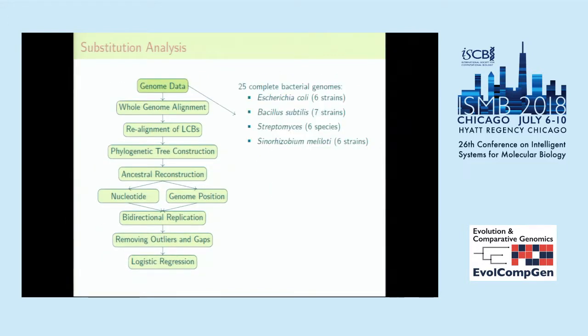For the substitution analysis, I downloaded 25 complete bacterial genomes from E. coli, Bacillus subtilis, Streptomyces, and Rhizobium meliloti. These bacteria represent a variety of different living environments as well as genomic structures. So E. coli and Bacillus are both circular genomes in nature, Streptomyces is linear, and Rhizobium is multi-repliconic.